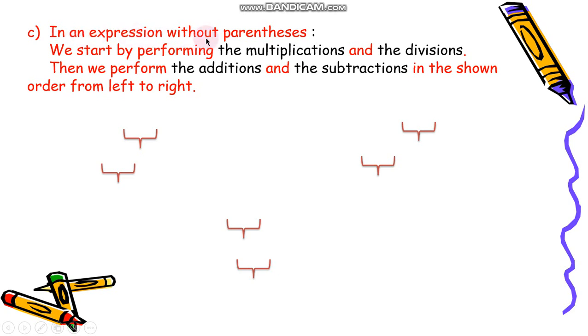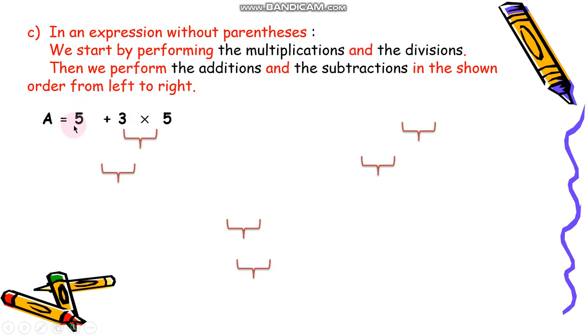Now let's see. In an expression without parentheses, we start by performing the multiplications and the divisions. Then we perform the additions and the subtractions in the shown order from left to right. So if we have an expression with multiplication, division, addition and subtraction, we're going to start with the multiplications and divisions first. Then we're going to perform the additions and the subtractions. Let's see an example.